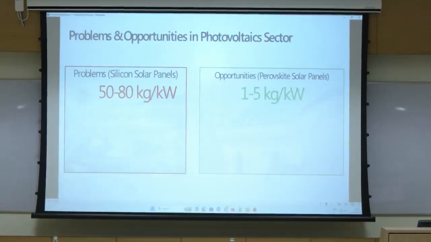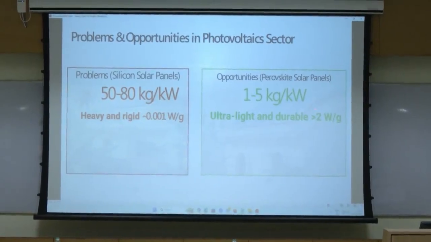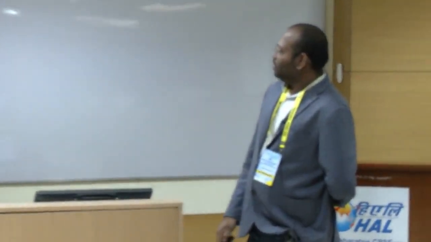So if you look at the problem versus opportunities, you essentially have higher weight and heavy rigidity. Per unit weight, watt versus weight, you have a very low metric here, whereas you can make ultra lightweight solar cells here. And there is the low light performance issue, and these are some of the aspects.